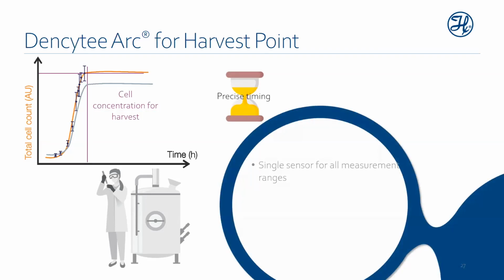And the point here is there's no need for a dual sensor, multiple sensors, or multiple models based upon the linearity during certain ranges. With Dencytee Arc, a single sensor will be applicable for the entire measurement range. And what we want to do is empower you to have higher precision for these critical process events, as well as lean more on the inline measurement itself, and trust that that measurement is true.